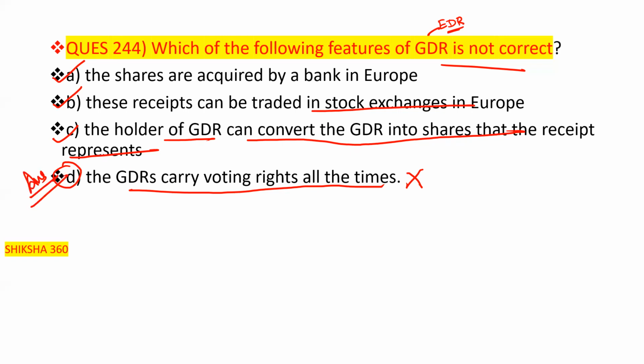So please remember these things. GDRs are mainly traded in the European countries, and particularly in some cities they mention specifically, London, Luxembourg. Okay. So option number D is the correct answer.